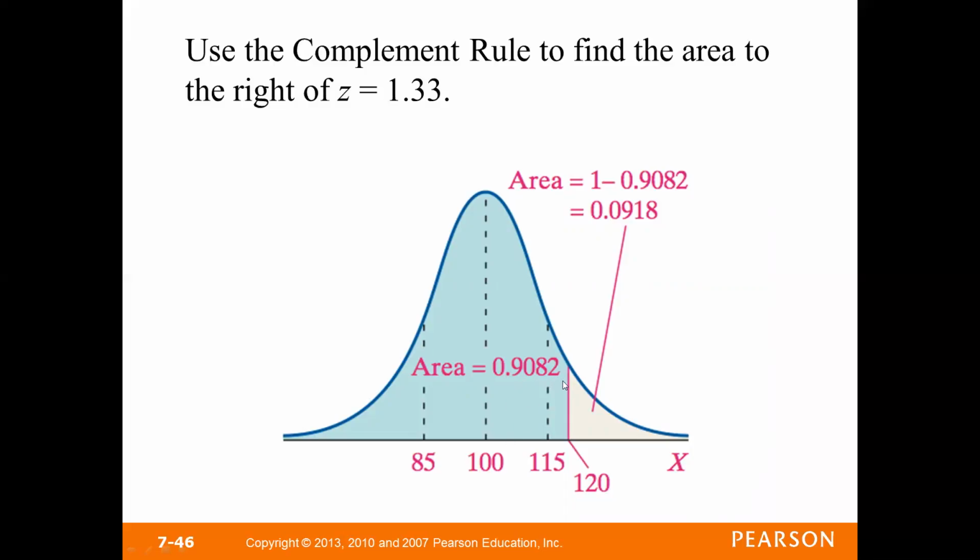90.82% of the population will have a score less than or equal to 120. Or equivalently, if I pull somebody at random and I measure their IQ, there's a 90.82% chance their score will be less than or equal to 120. There's only a 9.18% chance that their score will be more than 120. Or equivalently, only 9.18% of the population will have a score above 120.